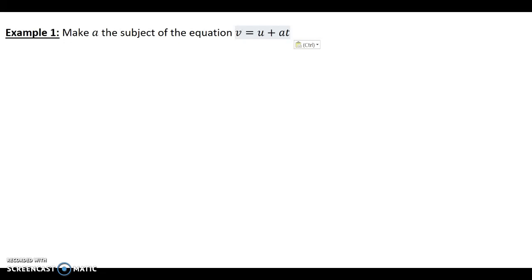Alright, this is the first example on rearranging an equation so that you change the variable that's on its own. What we have here is an equation, v equals u plus at, which comes from physics, and it tells us the speed that an object that has been traveling with constant acceleration will reach, given the speed that it started with and the length of time it's been traveling.